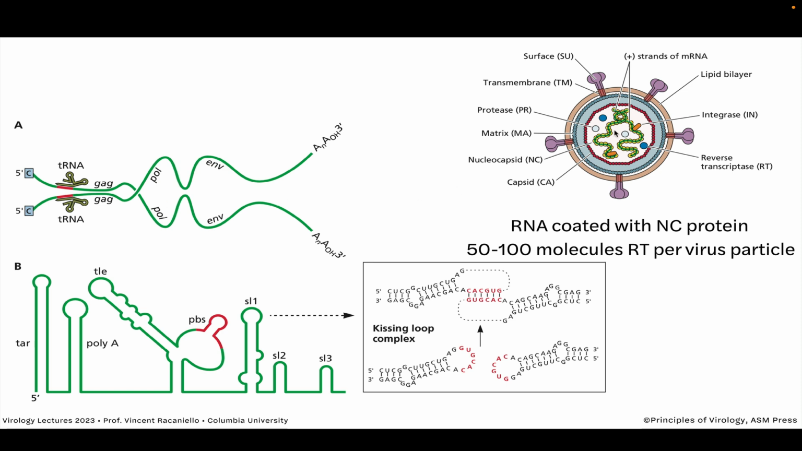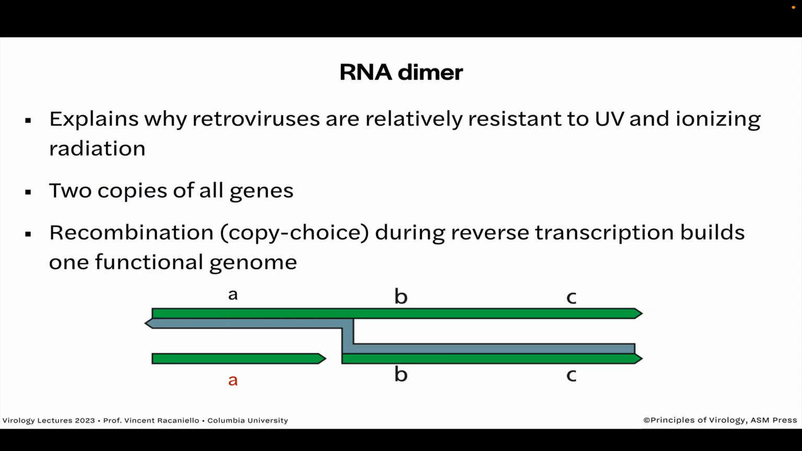In addition, of course, the RNA is coated with the nucleocapsid protein. It's not naked, which is one of these exceptions for these plus-strand RNA viruses. I always tell you, most of these plus-strand RNAs are naked in the virus particle. Well, not all of them. This is one that is not naked. You know which one is the other that's not naked? The plus-strand RNA virus, the coronaviruses. They're coated with nucleocapsid protein. And there are about 50 to 100 molecules of reverse transcriptase per virus particle. So we only showed 2 in these drawings, but there are many more.